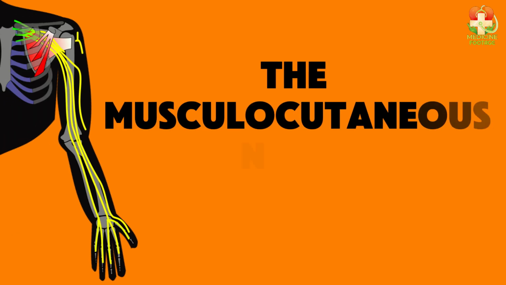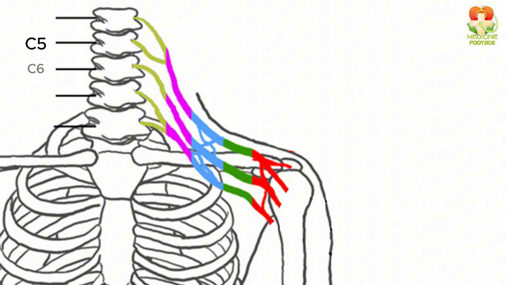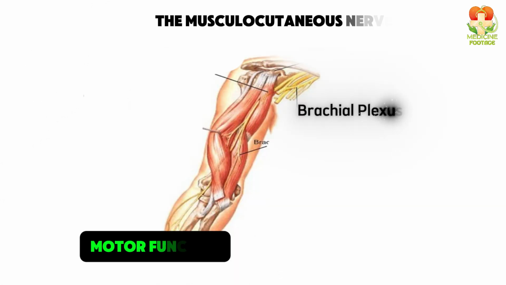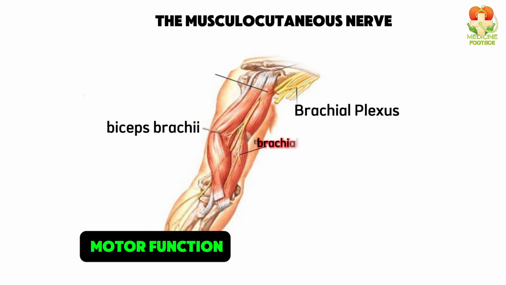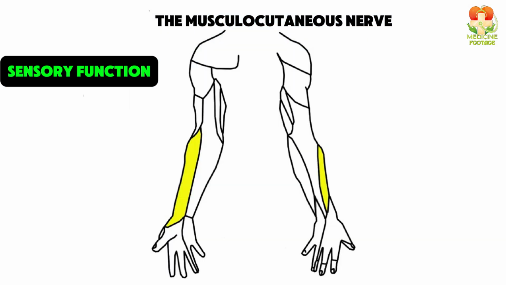The musculocutaneous nerve. Origin. Lateral cord, C5, C6, C7. Motor function. The musculocutaneous nerve controls the flexor muscles of the arm, including the biceps brachii, brachialis, and coracobrachialis. These muscles are responsible for elbow flexion and supination, meaning rotating the forearm. Sensory function. It provides sensation to the lateral forearm. Think about the outer part of your forearm.